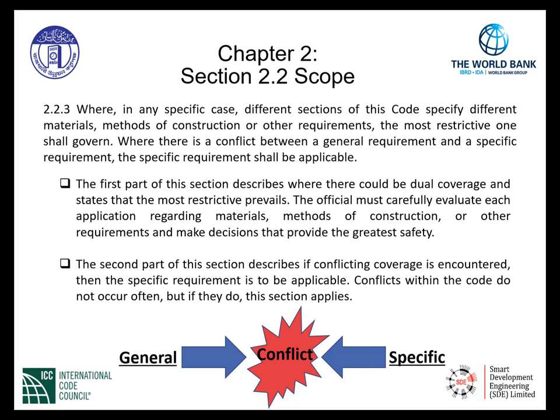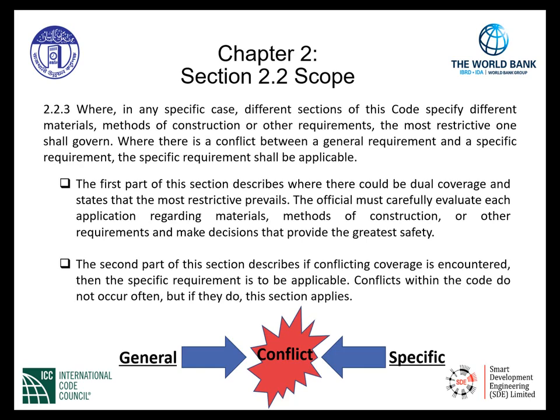The first part of this section essentially describes where there could be dual coverage and states that the most restrictive prevails. We will look periodically at a general requirement giving maybe a general layout, maybe a general area of installation. Whereas when you get deeper into the code, it may address a requirement more specifically based upon your application, which will have to be evaluated and looked at to be the most restrictive.